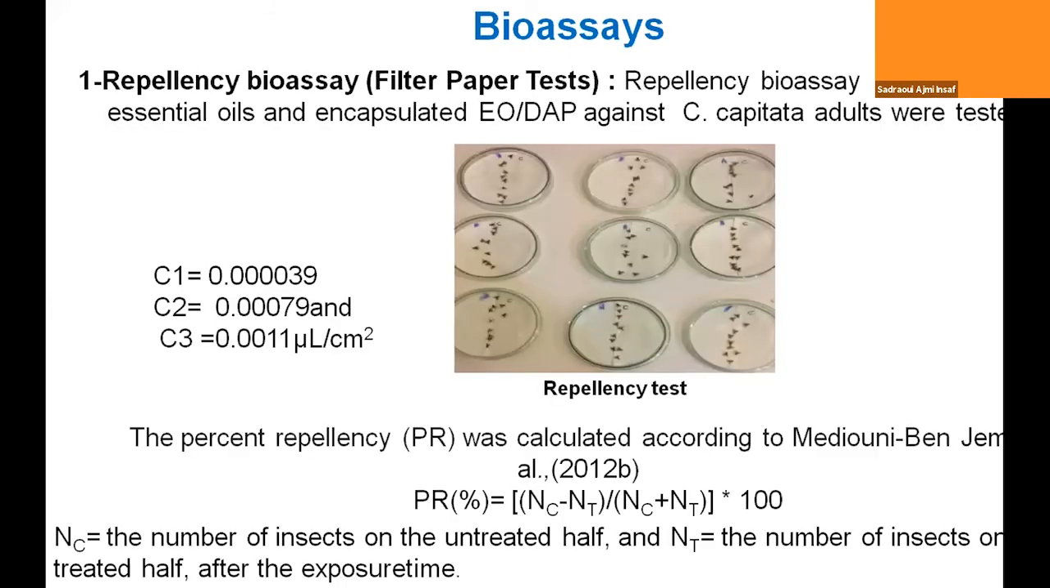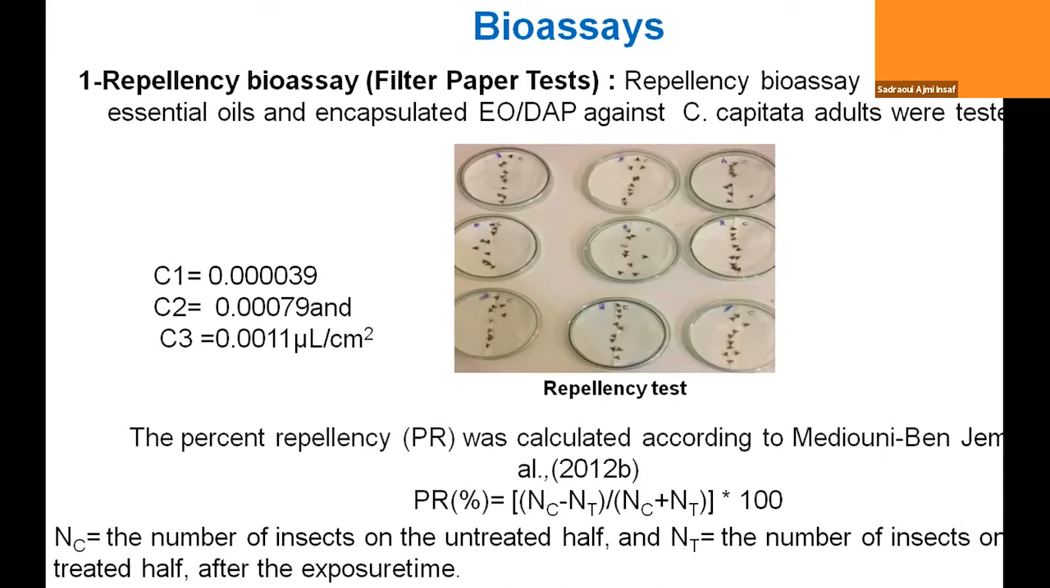Bioassays. The first one, repellency bioassays. Repellency bioassays of Eucalyptus essential oils and encapsulated essential oils in DAP against Ceratitis capitata were tested. Filter paper of 8 centimeters was cut into halves. Eucalyptus cinerea and Eucalyptus maydeni solutions were prepared by dissolving 0.1, 0.2 and 0.3 microliter of crude essential oils in 0.1 milliliter acetone. Each solution was applied to a half paper disc. The other half of the filter paper was treated with acetone alone as control. The treated and control halves were air-dried long enough to evaporate the solvent.